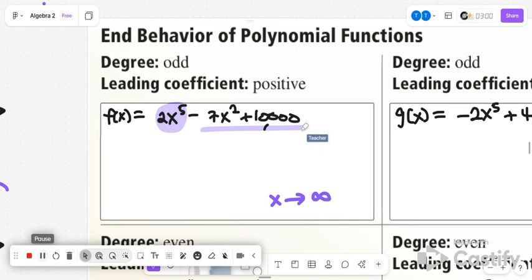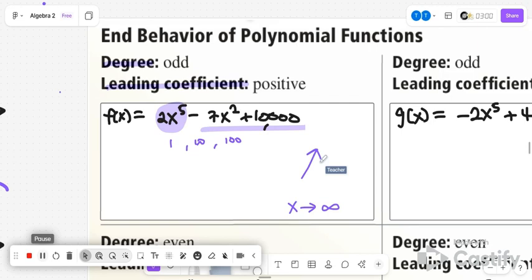This is the reason why we only care about the leading coefficient, the sign of the leading coefficient, and then the degree. So when x is increasing, for example, you can start from 1, and you can do 2, or you can do 10, you can do 100. We know that when x is increasing, this 2x to the 5th power value is going to be increasing.